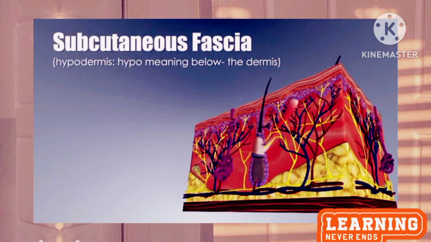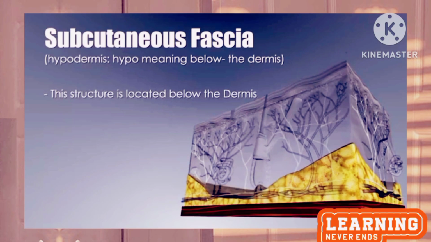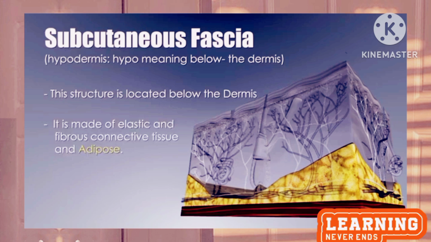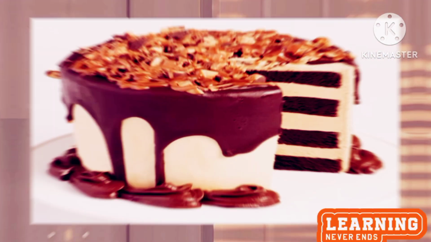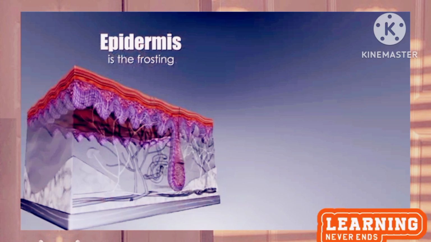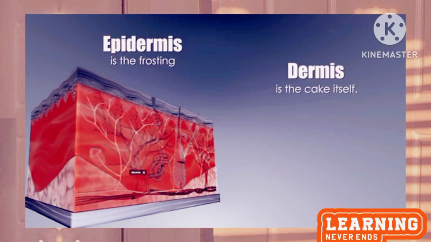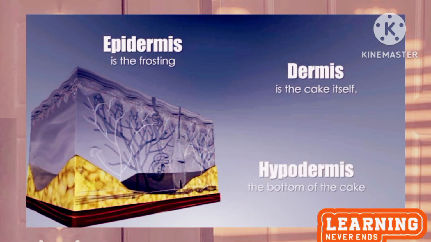Subcutaneous fascia, or hypodermis. This structure is located below the dermis, or the bottom of the innermost layer of the skin. It is made of elastic and fibrous connective tissue, and adipose, which is fatty tissue. The purpose for this layer is to connect the skin to the underlying muscles. Adipose, or fat, is the yellowish section found in this layer. Epidermis is the frosting. The dermis is the cake itself, and the subcutaneous, or hypodermis, is the bottom of the cake connecting to the pan.